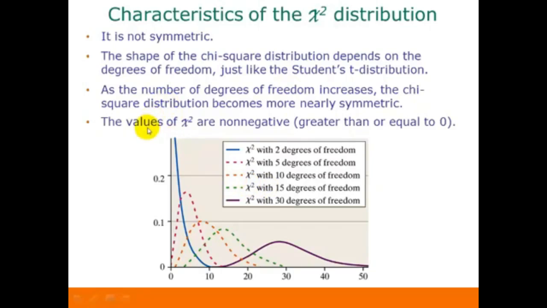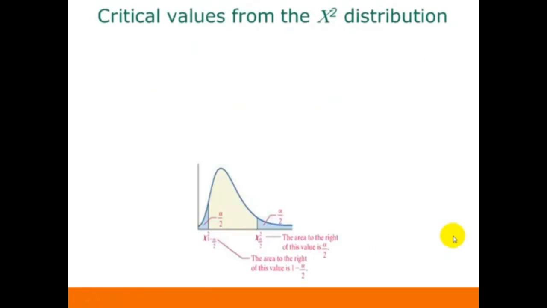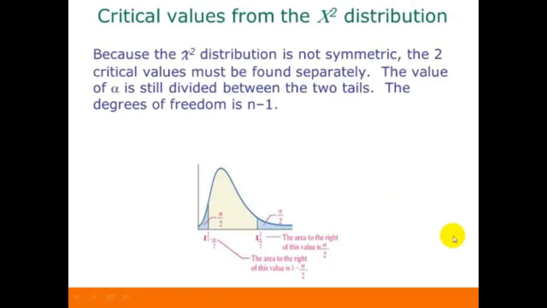Another thing that's different about this distribution is that the values of chi-squared are non-negative. In other words, this graph starts at 0 and goes to the right. There is nothing on the left side of 0. This is going to make things a little bit different when we try to find critical values from this distribution. Because it's not symmetric, we have to find the two critical values separately.